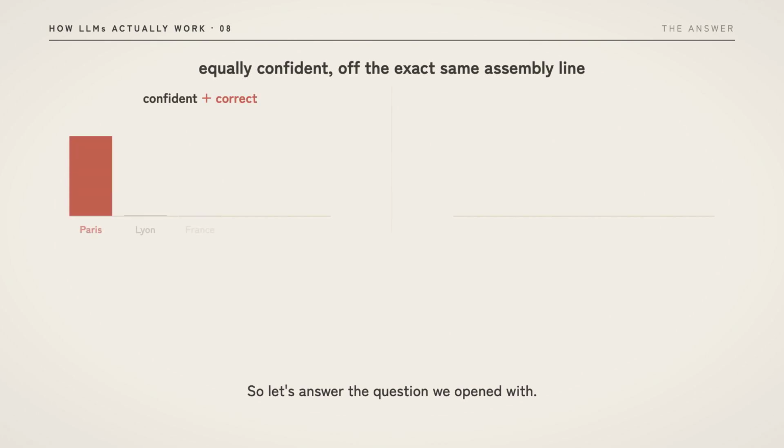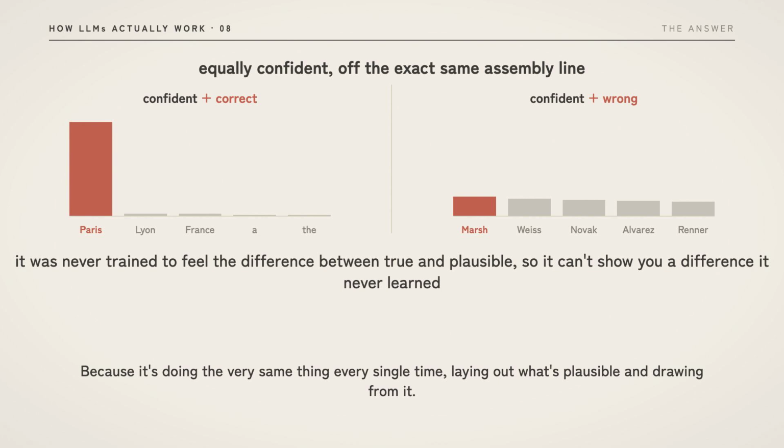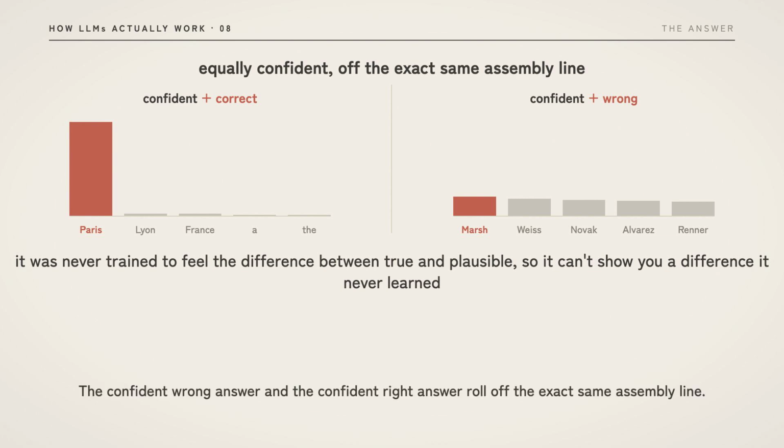So let's answer the question we opened with. Why does a model sound just as sure when it's wrong as when it's right? Because it's doing the very same thing every single time, laying out what's plausible and drawing from it. It was never trained to feel the difference between true and plausible, so it can't show you a difference it never learned. The confident wrong answer and the confident right answer roll off the exact same assembly line.